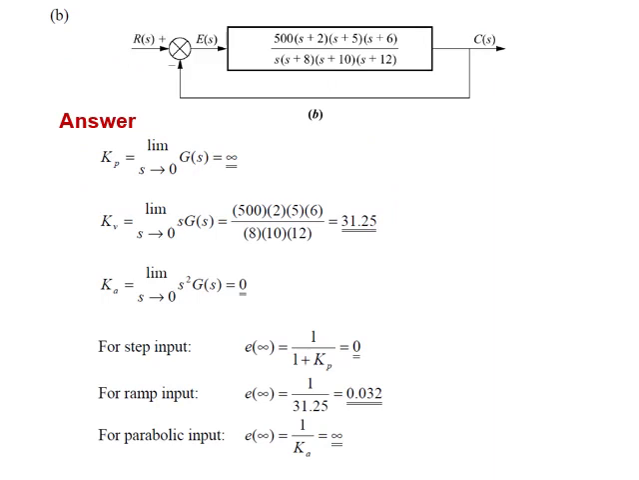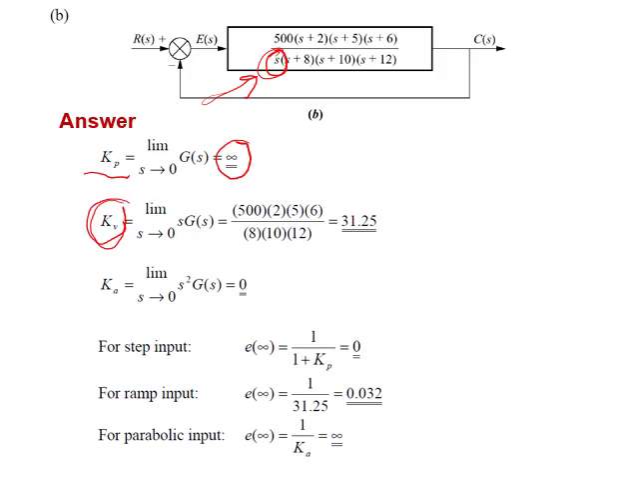Look at this example again. For this case, it is similar to the previous case, except we have here one integrator. So I think now we can guess the values of the constants and the value of the error. The constant Kp will be infinity. The constant Kv will be finite because we have an integrator. We have an integrator here, so Kv will give me a finite value.